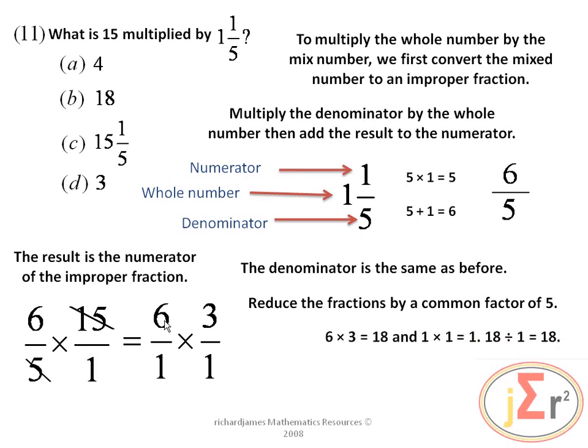We know that 6 multiplied by 3 is 18, and 1 multiplied by 1 is 1. So what we have is 18 to be divided by 1, and the answer is 18. And the correct answer is represented by option B.